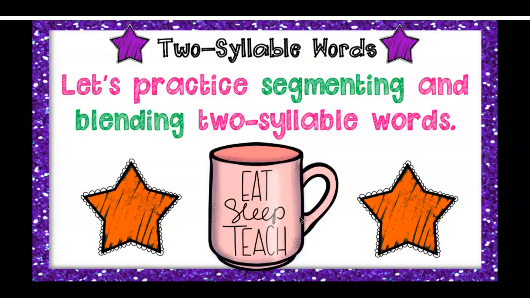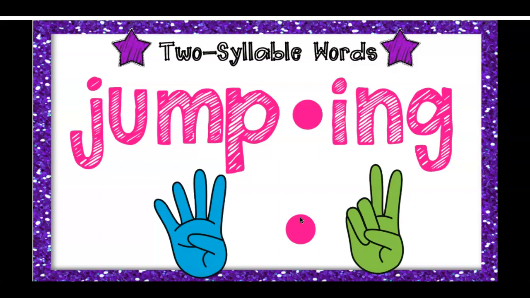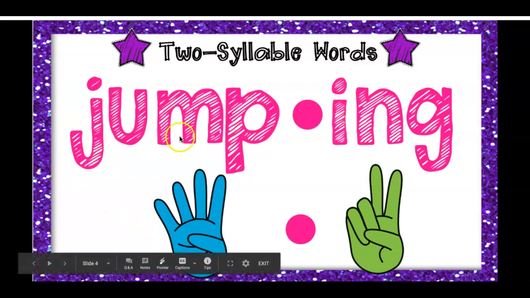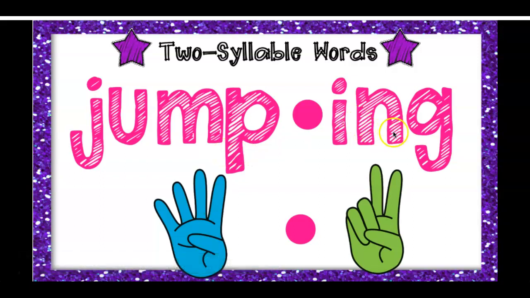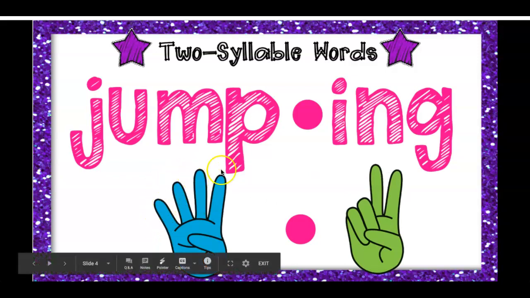Okay, let's start by practicing segmenting and blending two-syllable words. So when you come across a word that you might not know, you always want to sound it out. Jump, ing. Then we can put the two-syllable word together. Jump, ing, jumping. And the little hands down here show you the number of sounds in each word.